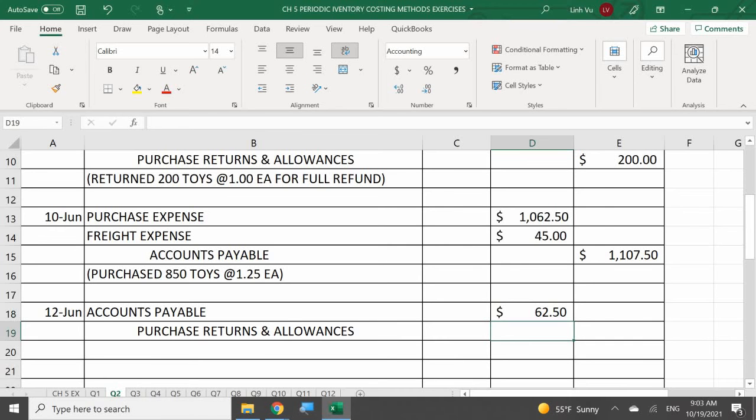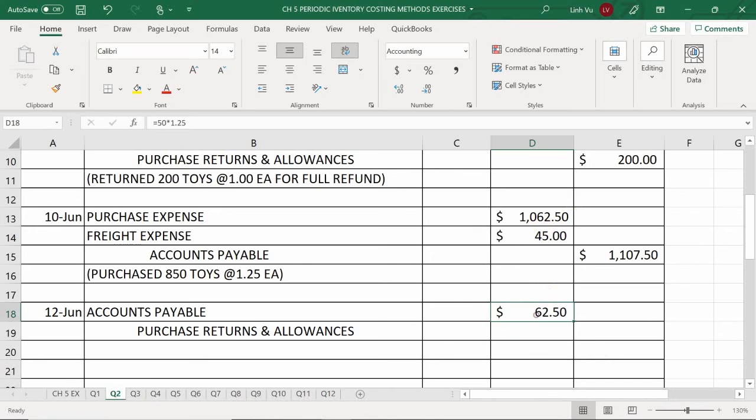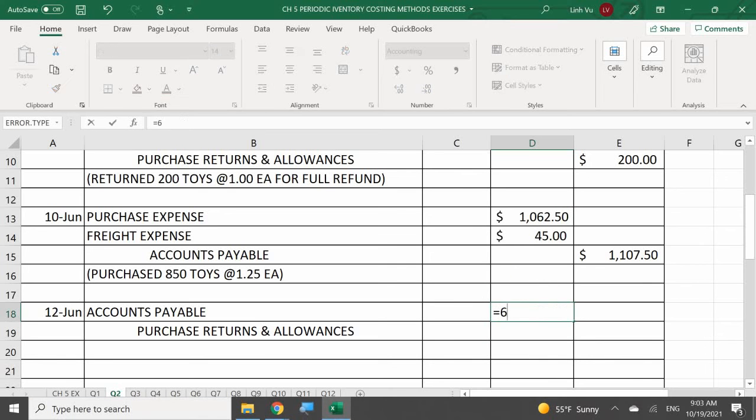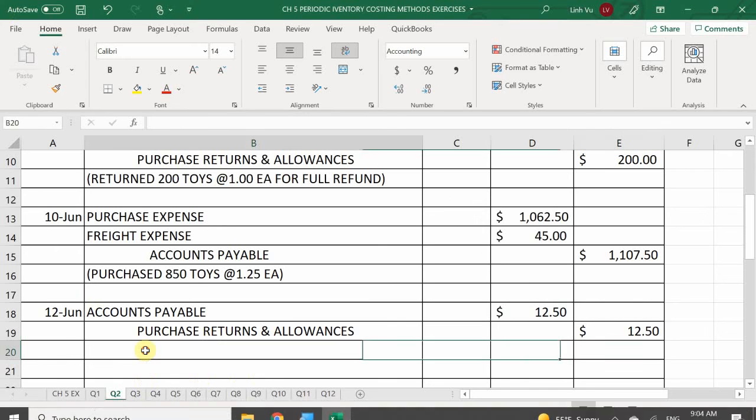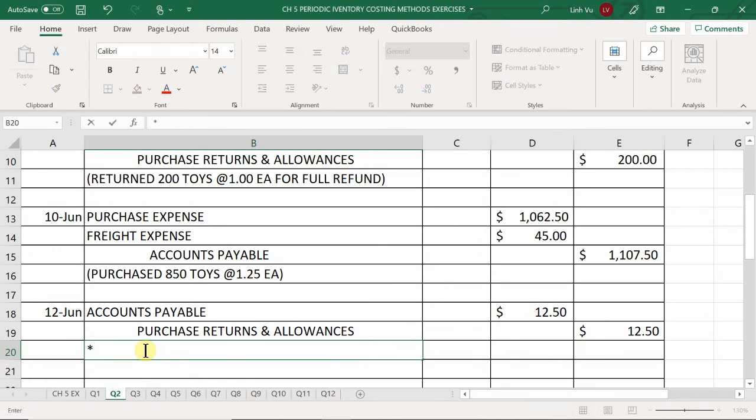Right, okay. So in this case, I have to take 20% of the $62.50. So $62.50 times 20% is only going to give you $12.50 back. Okay? And then I'm going to go ahead and make a note here. Refund 50 toys at $1.25 for a 20% discount.